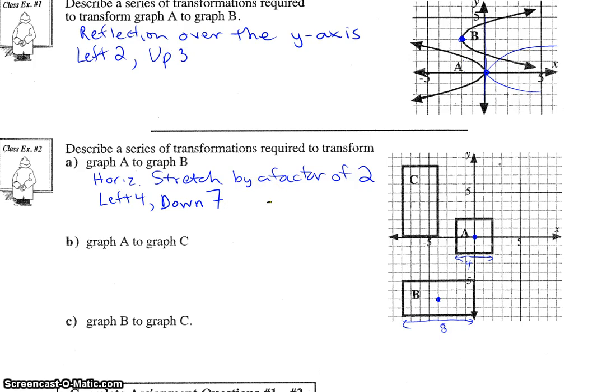All right, why don't you guys try B and C, and then we'll check and see if we have the same answer, okay? Pause your video now, please.